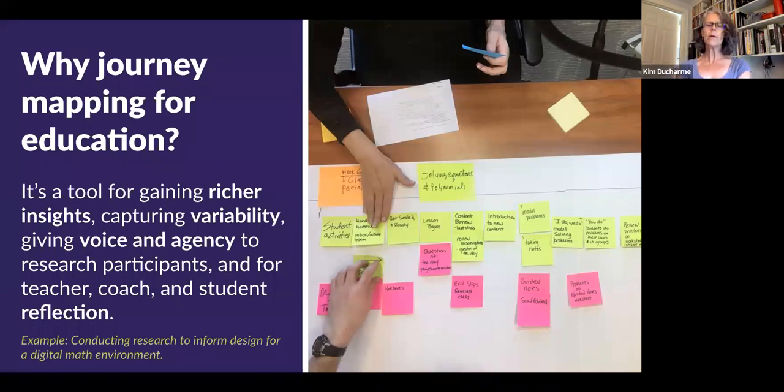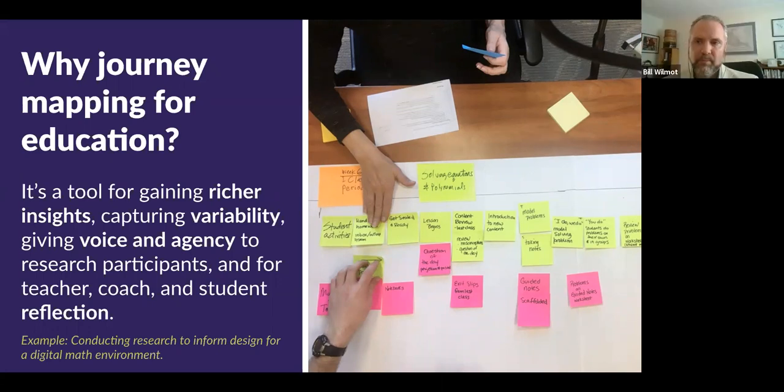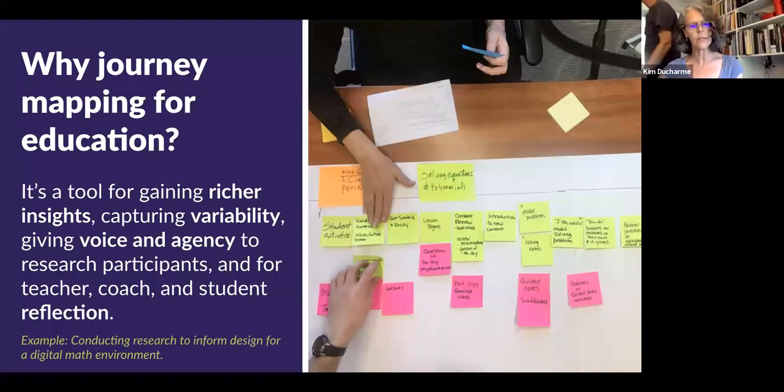Typically, if we're doing it in the context of education, we can gain richer insights. We can capture that variability in the various swim lanes and the various facets we're thinking about for a complex experience that learning really is, right? It gives voice and agency to the research participants, and it's great for teacher, coach, and student reflection.